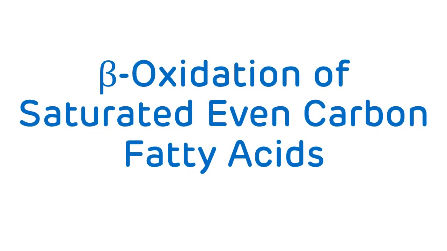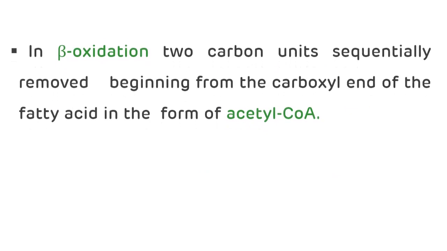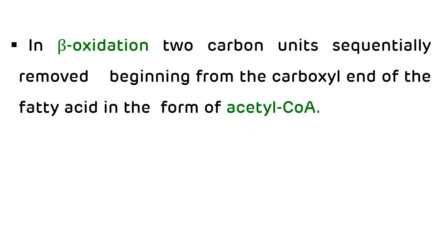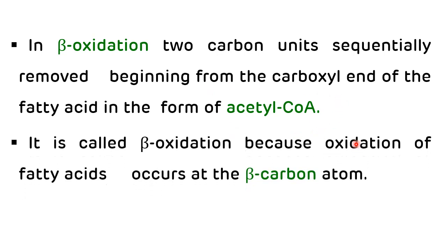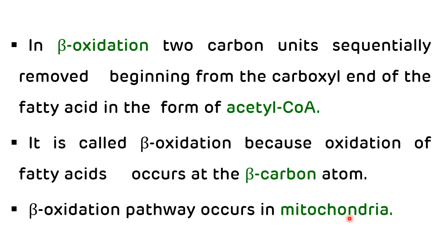Now, beta oxidation of saturated even carbon fatty acids. In beta oxidation, two carbon units are sequentially removed beginning from the carboxyl end of the fatty acid in the form of acetyl-CoA, and it is called beta oxidation because oxidation of the fatty acid occurs at the beta carbon atom, and this pathway occurs in the mitochondria.